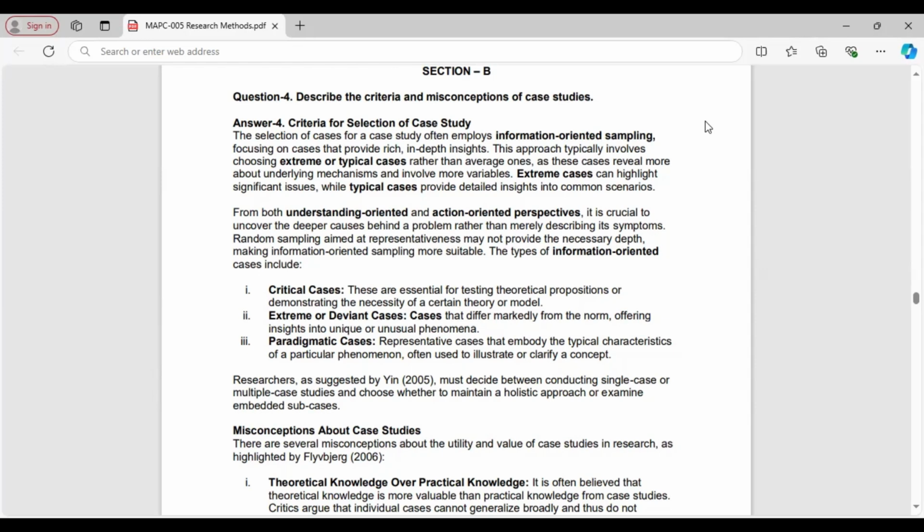Then, types of information-oriented cases include critical cases, which are essential for testing theoretical propositions, extreme or deviant cases, which offer insights into unusual phenomena, and paradigmatic cases, which are representative of typical characteristics, clarifying concepts. Researchers must decide between single or multiple case studies and whether to take a holistic or an embedded approach.